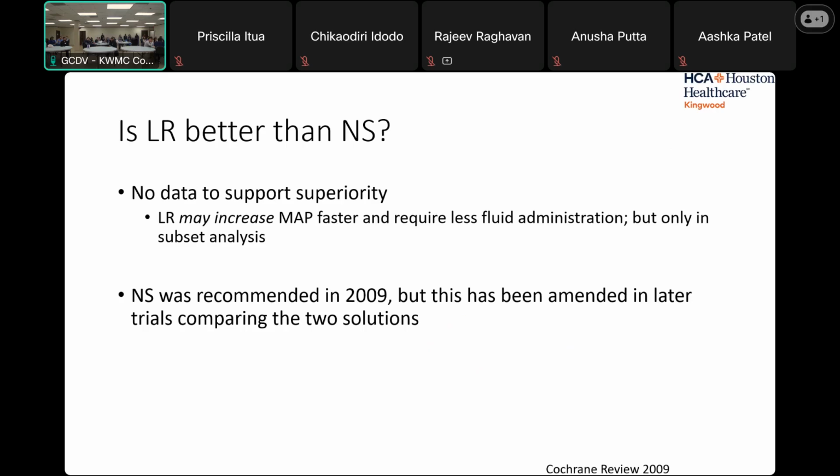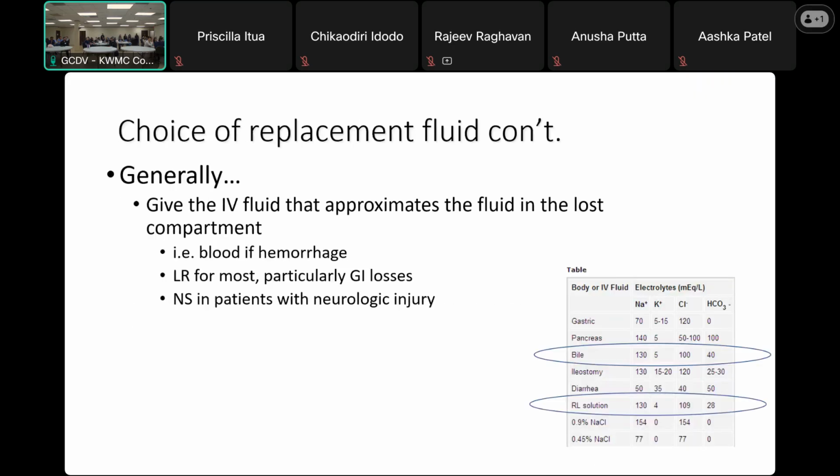So again, this has been studied for the last 15 years. Is LR better than normal saline? In 2009, they really found there's not a whole lot of difference, which is what prompted all those studies. From 2009 to 2023, there's probably at least 6 studies, all high impact, published in JAMA and the New England Journal. We're talking big studies to try and figure out, is LR better than saline? We'll get to the answer right now. But in 2009, NS was still recommended, and later it was amended after all these trials came out.